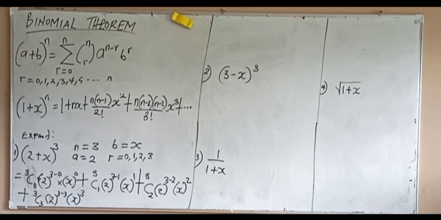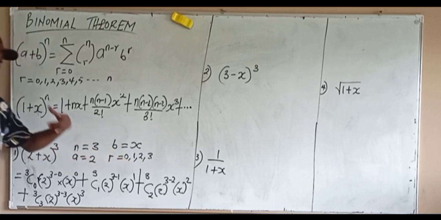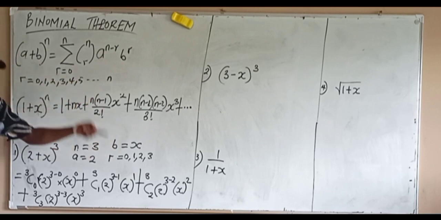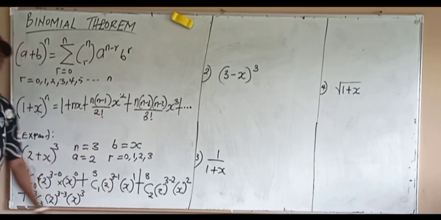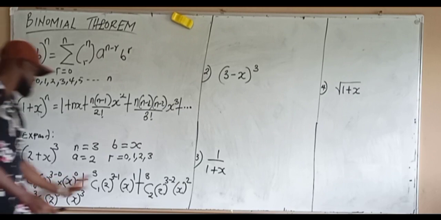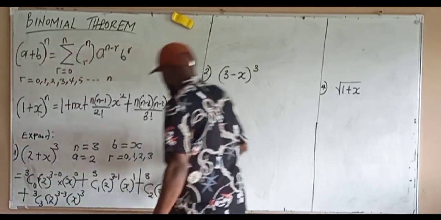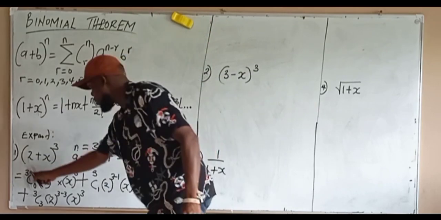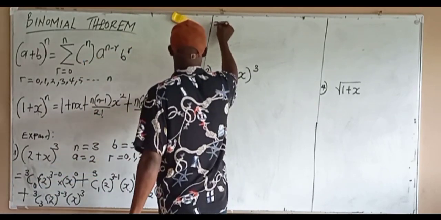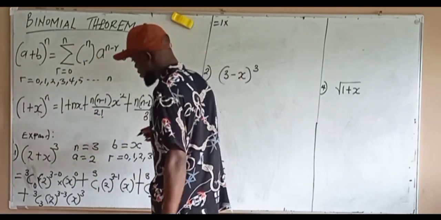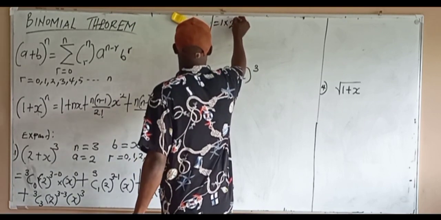I don't know if you can get it. Our A is 2. A is always 2. A will not change. Anything inside the question will not change. The only thing that will change is R. R will change from 0 to 1 to 2 until you get to the value of N and you stop. So let's simplify this one now. This is the expansion. So let's simplify to see each combination. Remember, it's 1, then times 2 raised to the power 3 minus 0, which is 3.